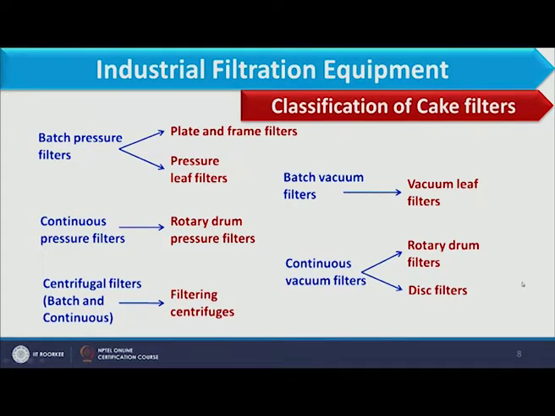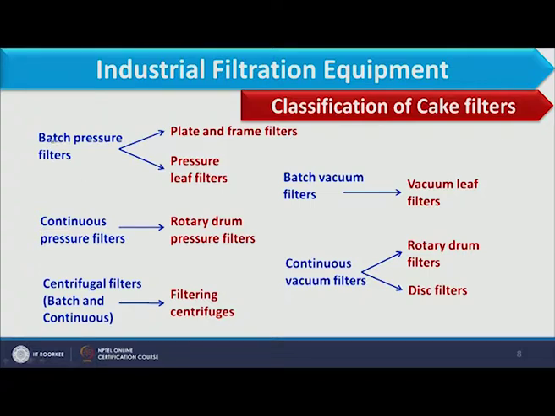So that's all about the continuous process. Now we will discuss the different equipment available in industry for filtration. First of all we will speak about the classification of cake filters. First we have batch pressure filters, here we have the plate and frame filter press and pressure leaf filters. Batch vacuum filters include the vacuum leaf filter. Further, continuous pressure filters include rotary drum pressure filters, and in continuous vacuum filters we see rotary drum filters as well as disc filters.